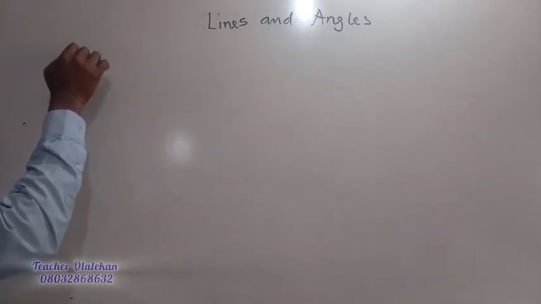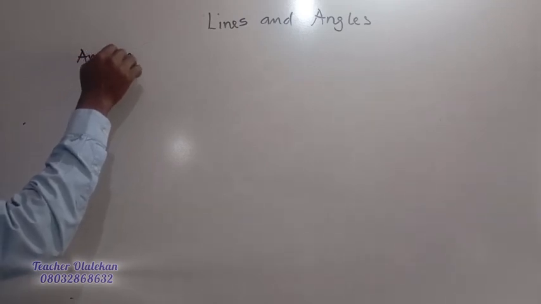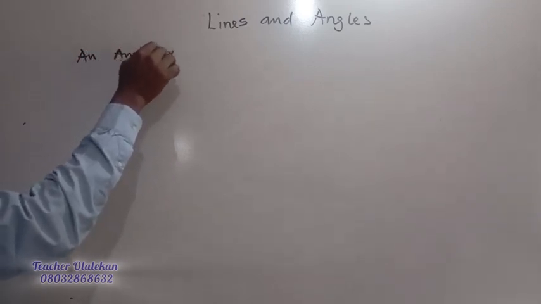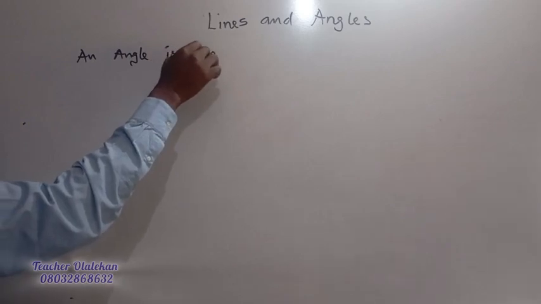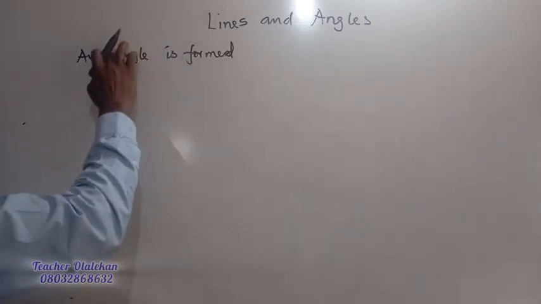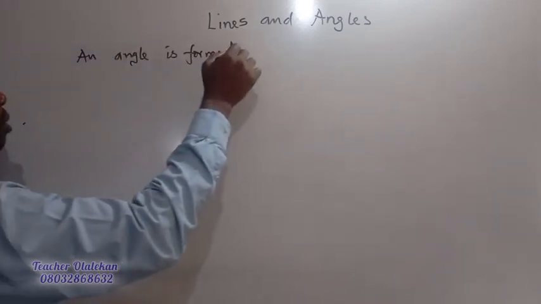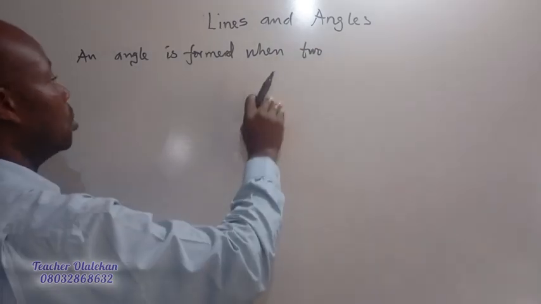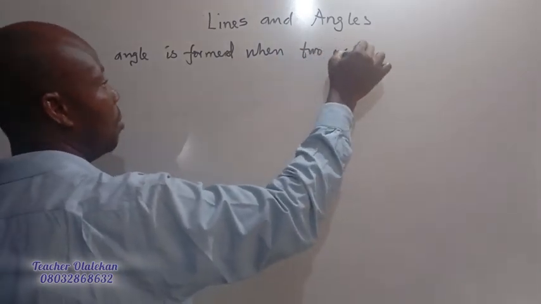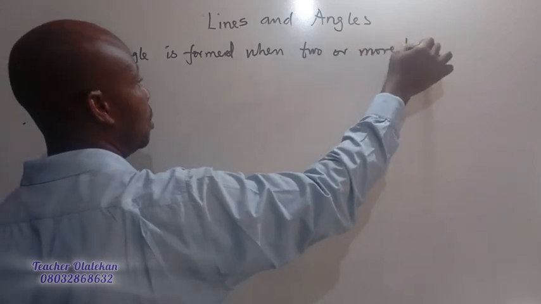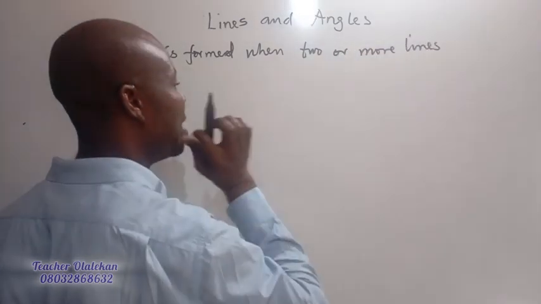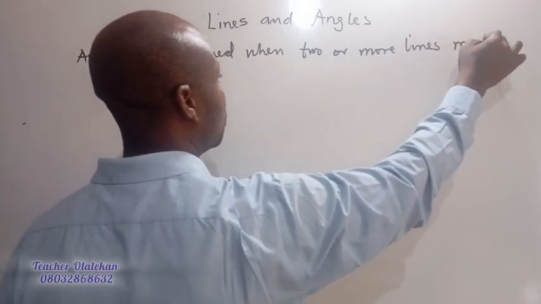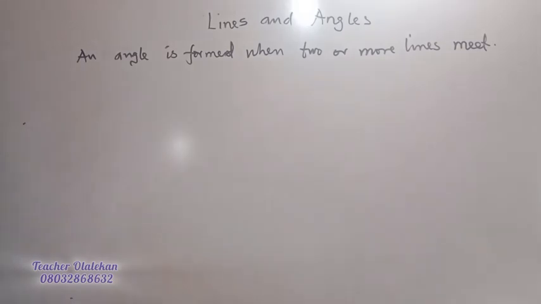So an angle is formed when two or more lines meet. When what? Two or more lines meet. Okay, so they have to meet for an angle to be formed. So when two or more lines meet, then an angle is formed.